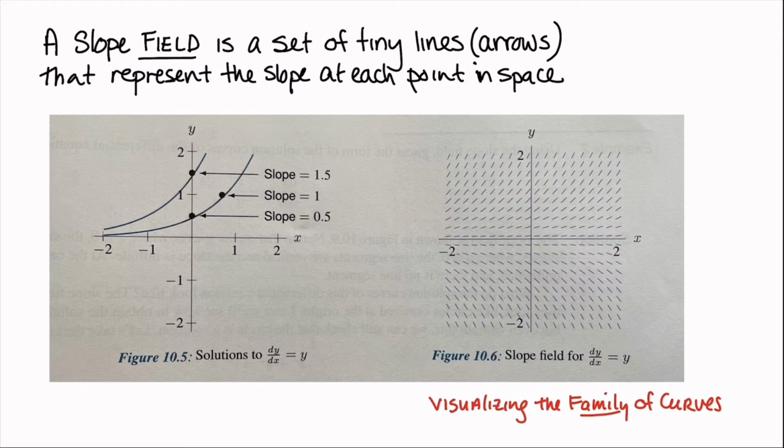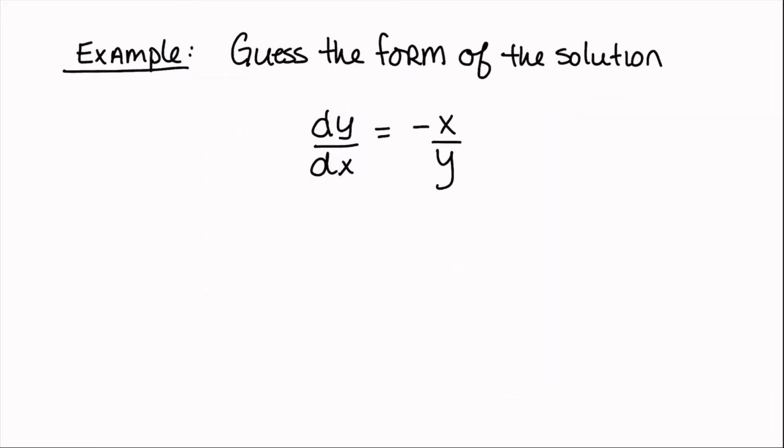Now, if at every point we sketch a mini tangent line with its corresponding slope given by the differential equation, we get something called a slope field. And a slope field is a way of visualizing the families of solutions. On the left here, you can see we've picked a certain set of initial conditions, and from that we can sketch out a solution which is in the slope field. So guess the form of the solution of this differential equation.